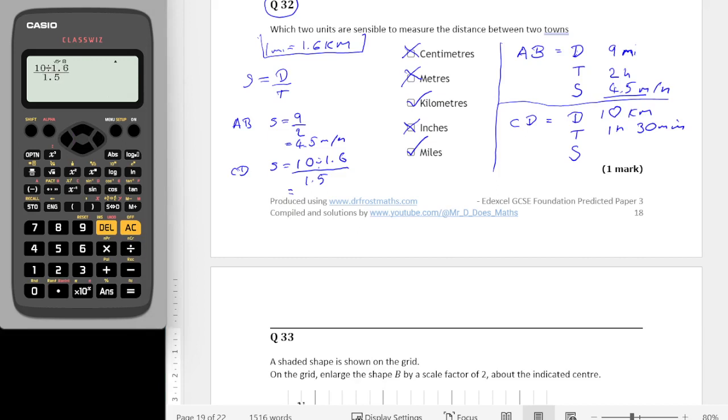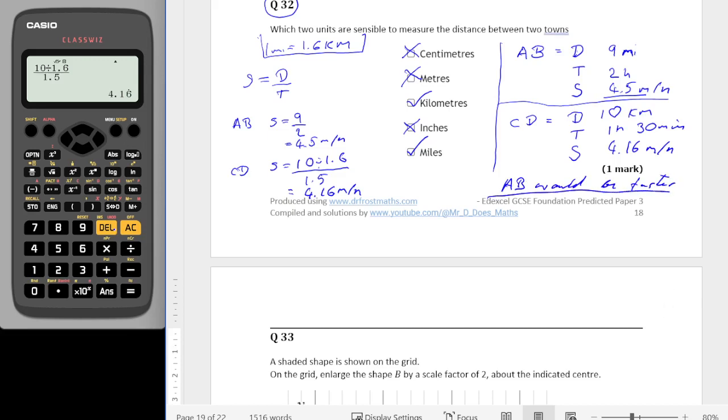So there we go, what I was hoping for. 4.16 miles per hour. So that's going to be 4.16 miles per hour. So which speed is better? A to B would be faster. I hope that makes sense. I just wanted to give you a little bit of an idea of the type of question, because that wasn't really fitting very well.